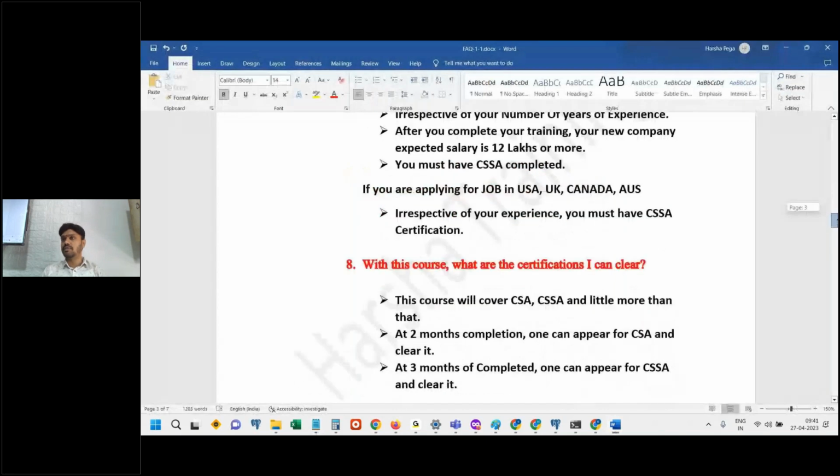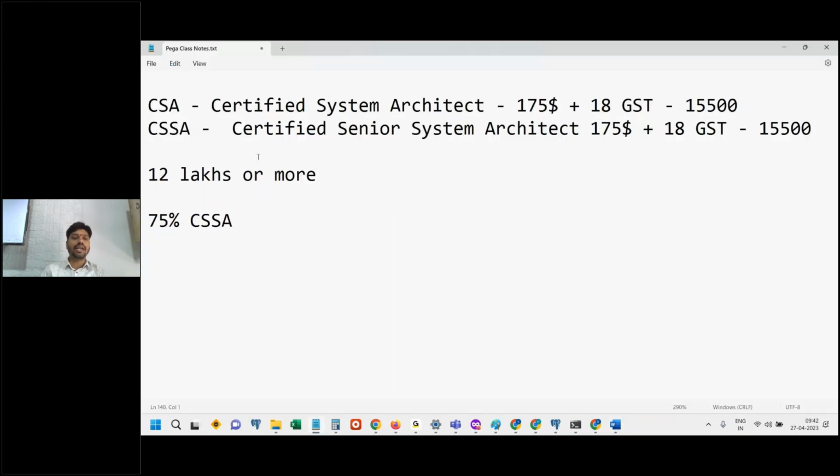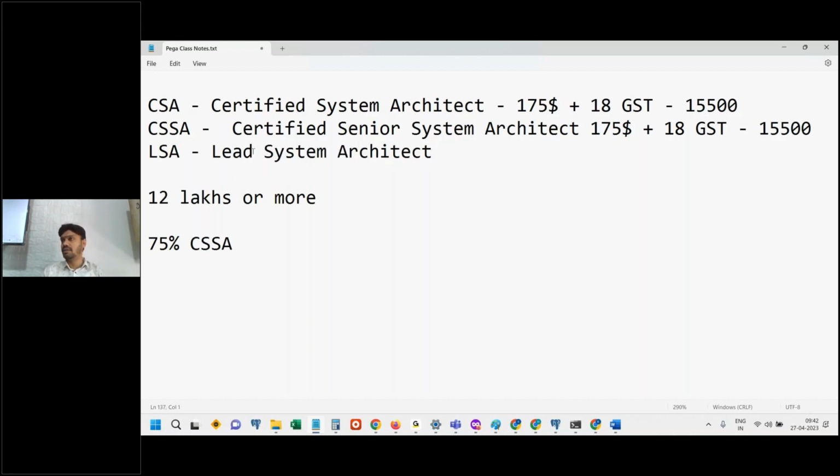So with this course, what certifications can I clear? With this course, you can complete CSA, you can complete CWSA also, and you will be an LSA also. The third level of certification is LSA, which you don't need to do actually. LSA, lead system architect, solution architect, like team lead, tech lead. After you complete this course, you will be able to work toward LSA also, but I'll tell you at the time of teaching, this is LSA level, but you don't do LSA.